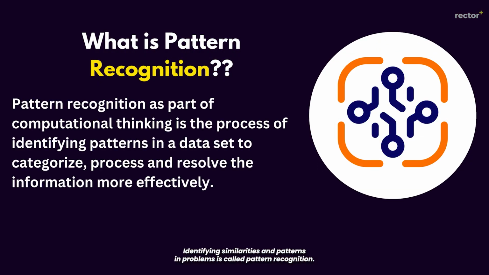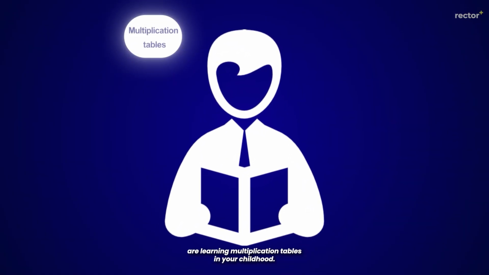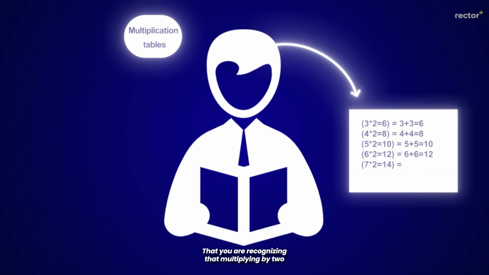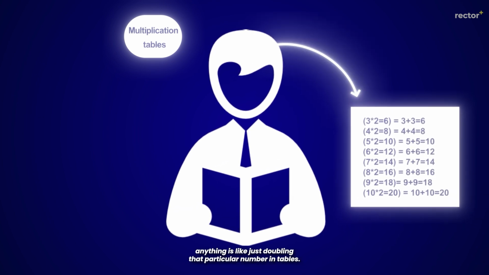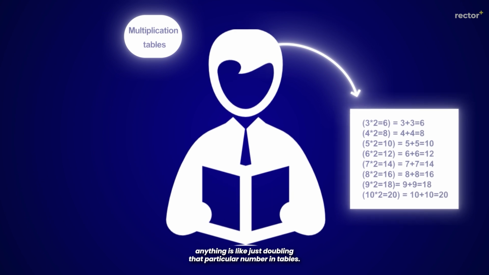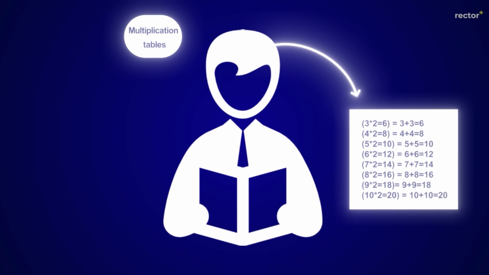Second one is pattern recognition. Identifying similarities and patterns in problems is called pattern recognition. So now let me explain it with a simple example. Let's say when you were learning multiplication tables in your childhood, you recognized that multiplying anything by 2 is just doubling that particular number in the tables. This is what recognizing patterns in problems is.